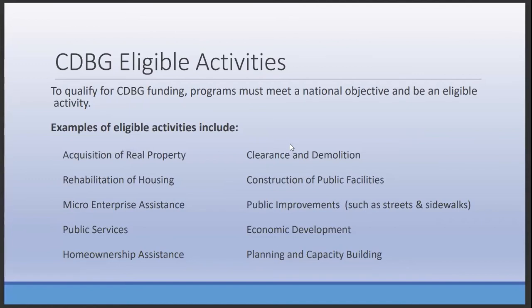To qualify for CDBG funding, programs must meet a national objective and be an eligible activity. Examples of eligible activities include, but are not limited to, acquisition of real property, clearance and demolition, rehabilitation of housing, construction of public facilities, microenterprise assistance, public improvements such as streets and sidewalks, public services, economic development, home ownership, and planning and capacity building.